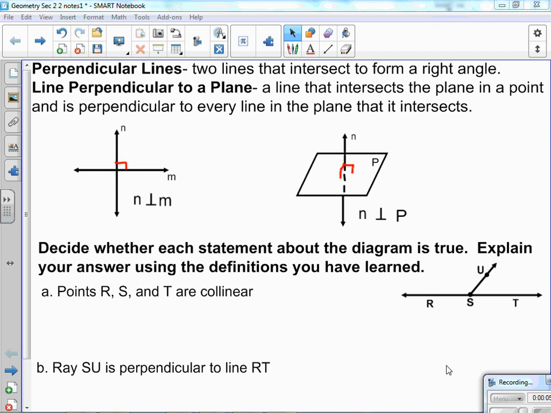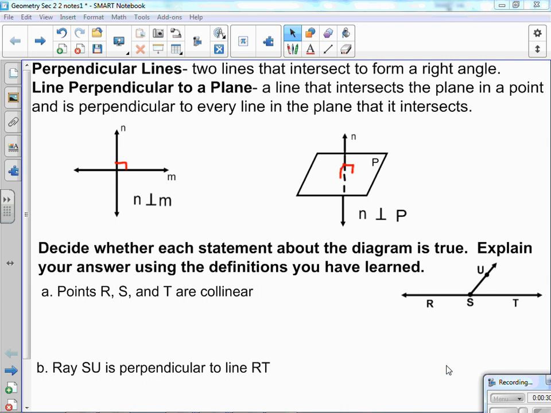All right, so here we have section 2.2. We'll look at some perpendicular lines and lines perpendicular to planes, and continue to look at things like converses and conditional statements. So perpendicular lines are going to be two lines that intersect to form a right angle. Remember, a right angle is an angle that's 90 degrees.